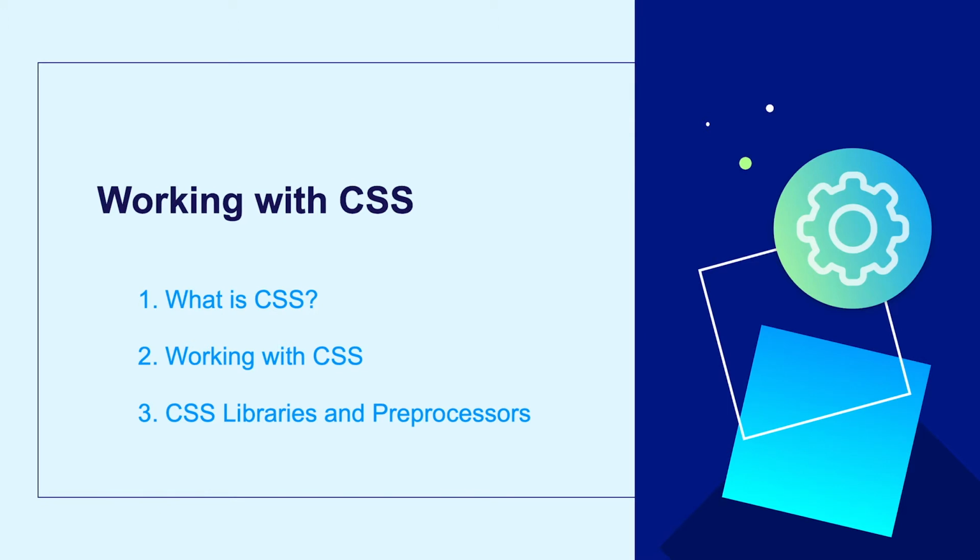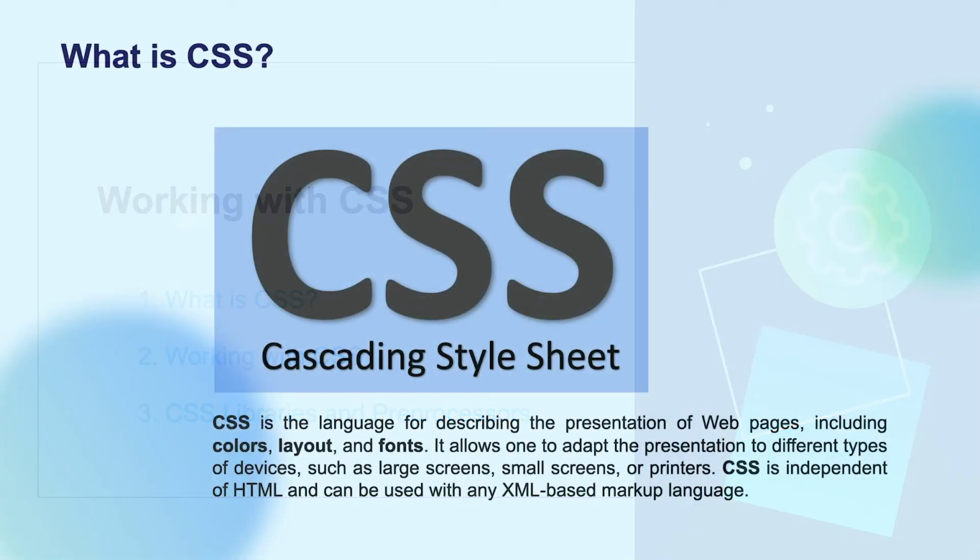I will walk you through what CSS is, how to work with it, and last but not least, the CSS libraries and preprocessors. First of all, we need to understand what CSS is. CSS is the language for describing the presentation of web pages, including colors, layouts, and fonts that is adaptable to different types of devices, such as large screens, small screens, or printers. Or just simply, CSS styles the HTML.